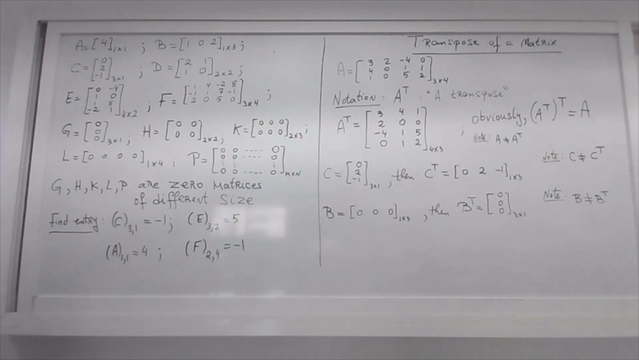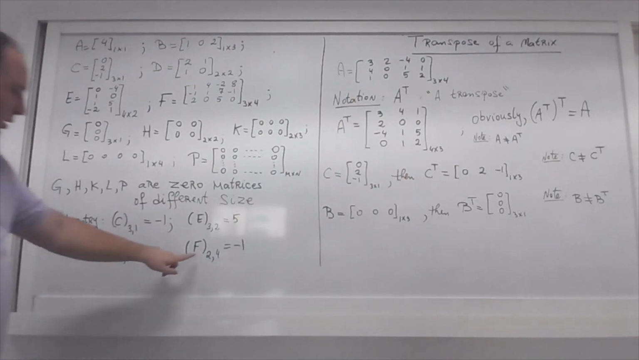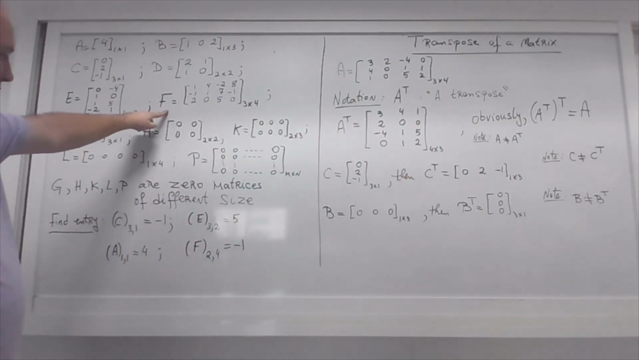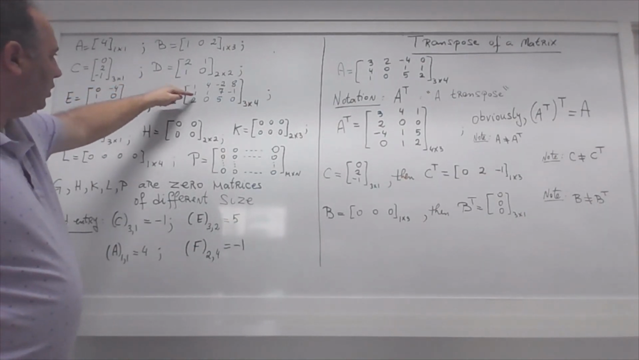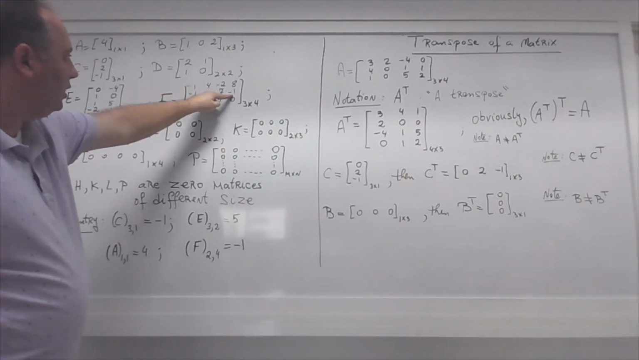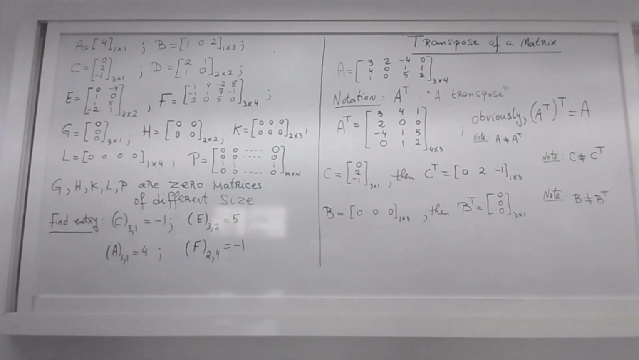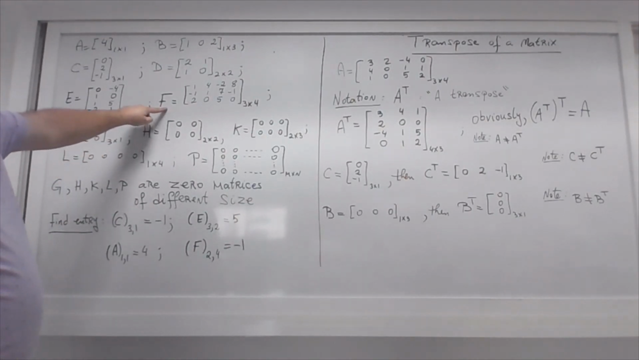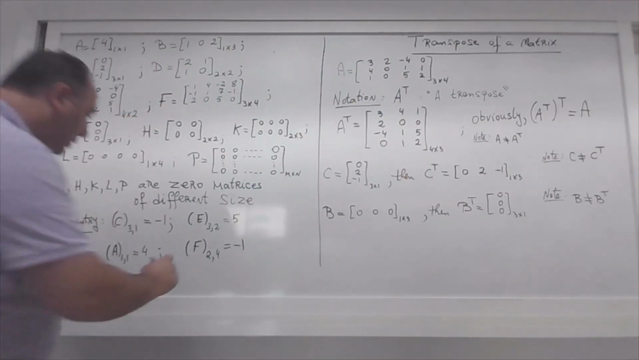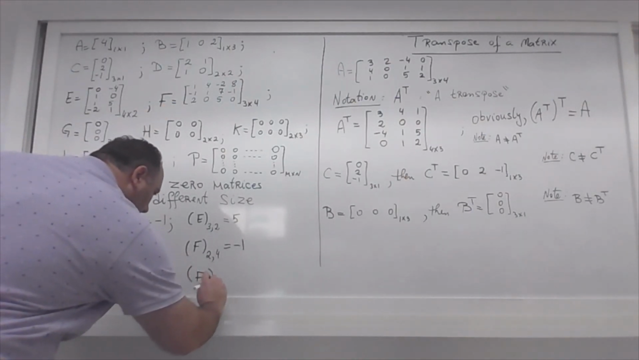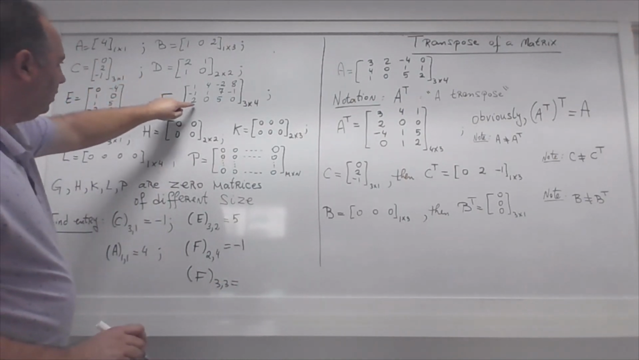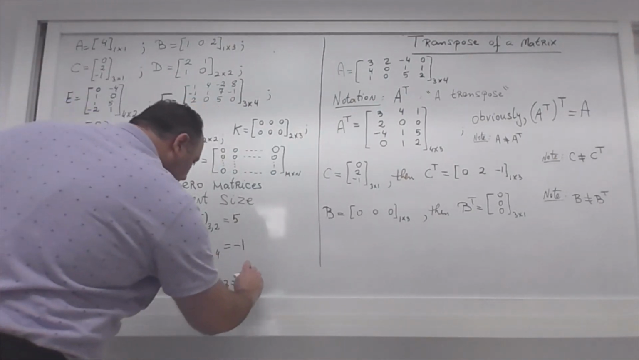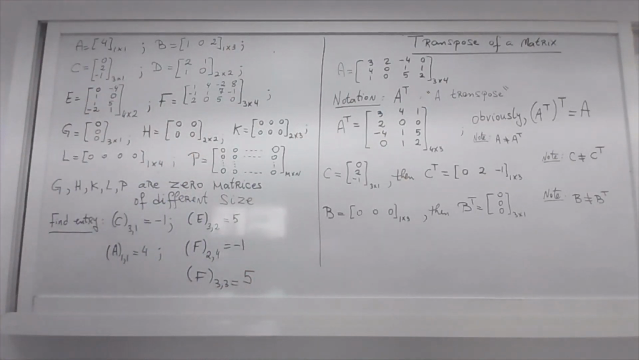So the entries of the matrix are numbers. F, where is F here? I want entry 2, 4. So second row, column number 4. 1, 2, 3, 4. So the number is -1. If I want from F entry 3, 3, I need to go to row 3, column 3, which is 5. Check.